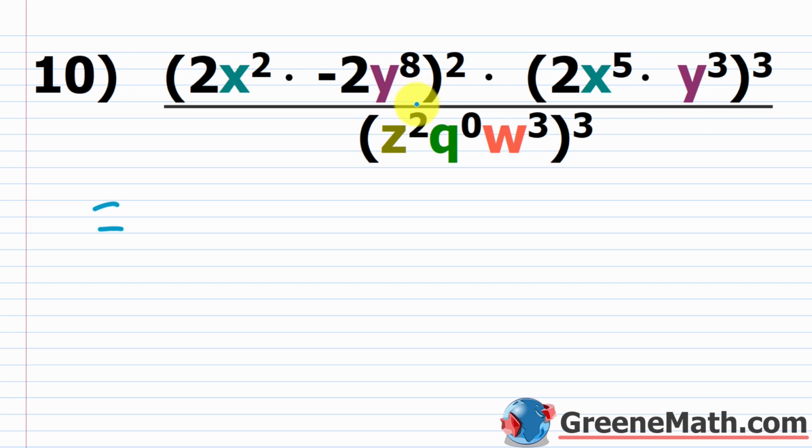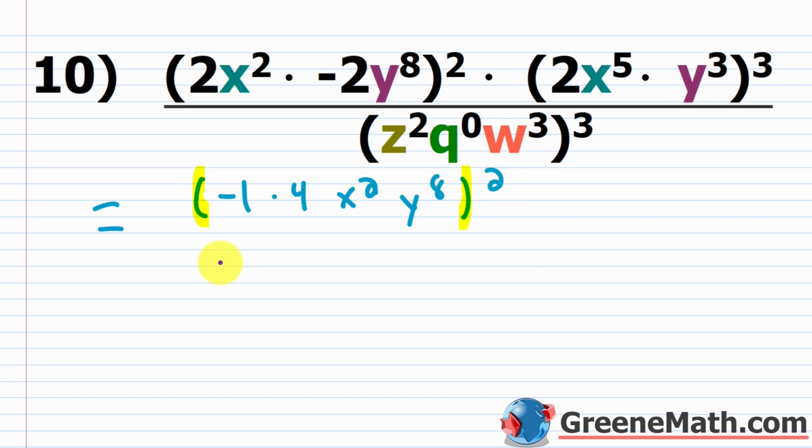Okay, so let me start up here inside the parentheses. First off, is there anything I can do to simplify? Well, 2 times negative 2 is negative 4. Let me go ahead and write this as negative 1 times 4, okay? And then I have x squared, and then I have y to the 8th power. Now this is all squared. So again, if I apply this exponent to everything, the negative 1 is wrapped inside the parentheses there.